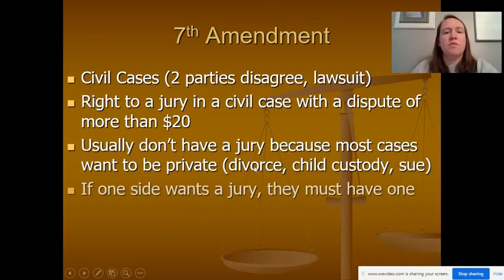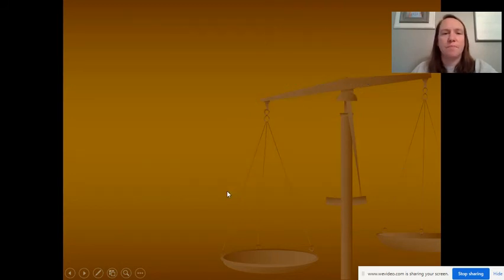You can also do it in civil cases where someone's getting divorced, fighting over child custody, stuff like that. A lot of times they don't do the jury because it's kind of private. But if somebody wants a jury, they have to have one. But yeah, these are the judge duties and stuff like that.